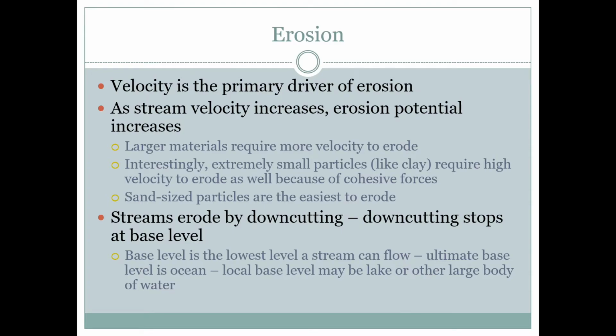The easiest way to explain base level is that base level is the lowest level a stream can flow. The ultimate base level is the ocean. In other words, a stream can't cut down lower than the level of the ocean. It makes sense, right? Because if it did, then it would have to flow upstream to get to the ocean. Can't do that. So it's not going to cut down any lower than the level of the ocean.